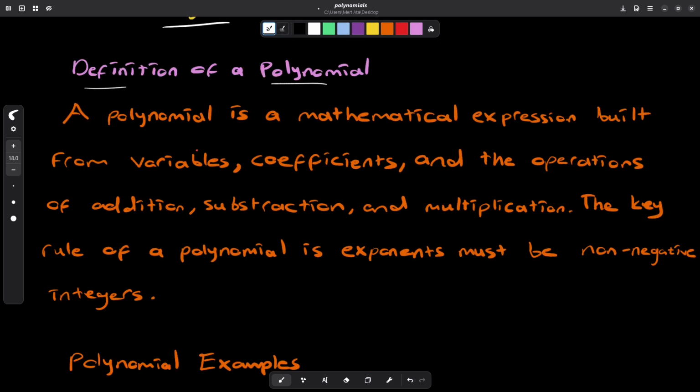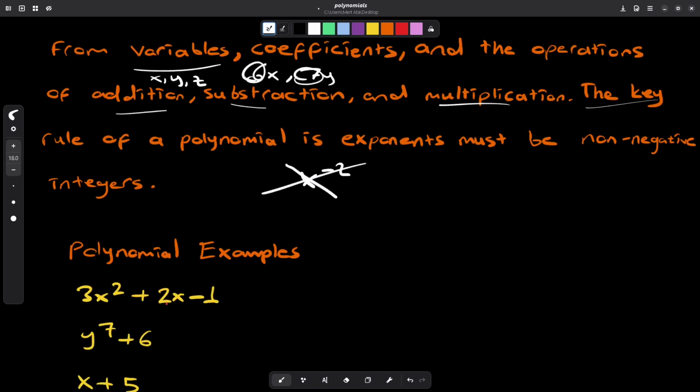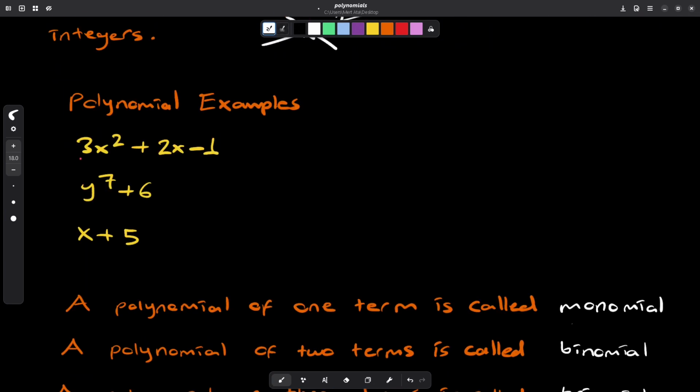Definition of a polynomial. A polynomial is a mathematical expression built from variables like x, y, z. A coefficient is the number in front of the variable, like 6x, 7y. These numbers are coefficients. And the operations are addition, subtraction, multiplication. The key rule of a polynomial is that exponents must be non-negative integers. So my power cannot be negative.